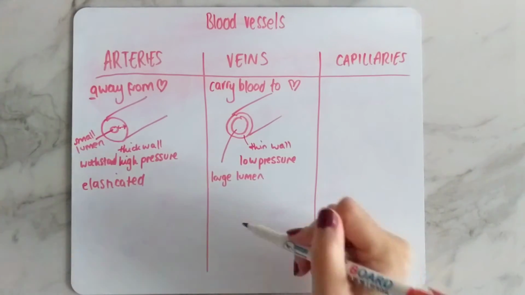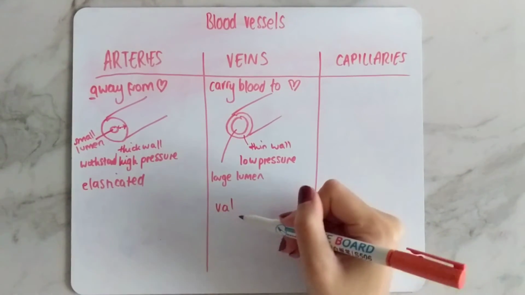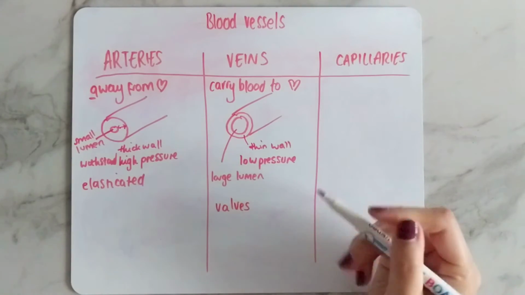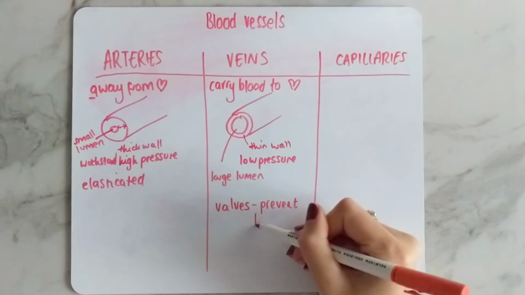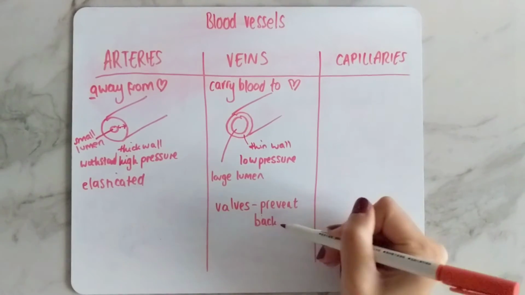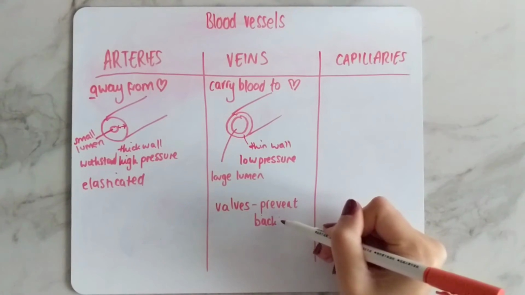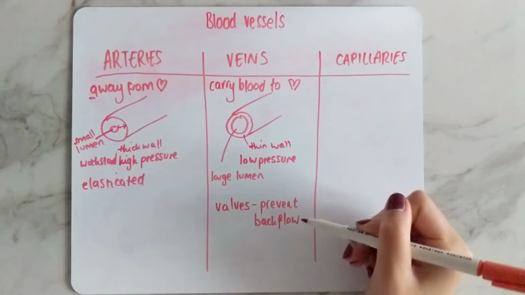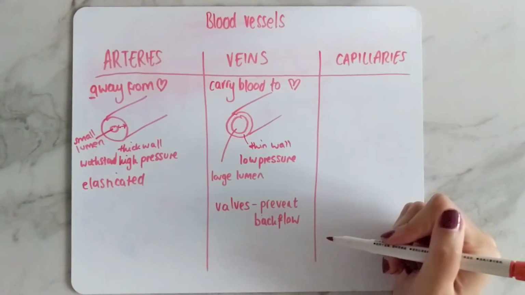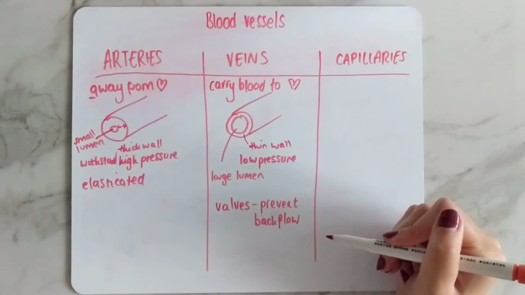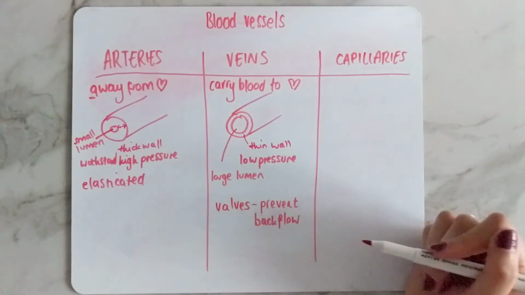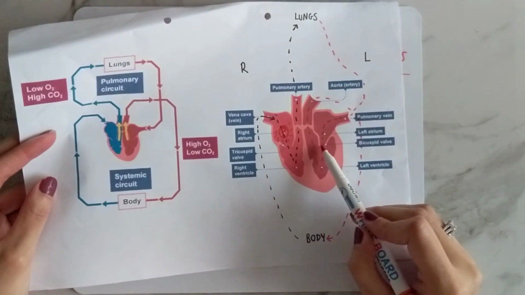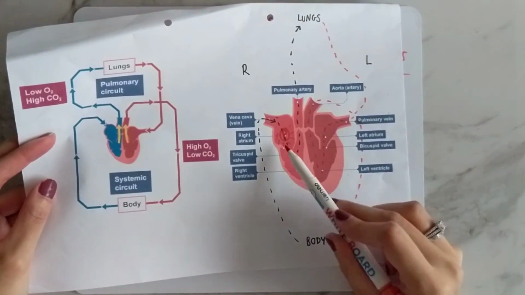Veins also contain valves. So valves prevent backflow, because if the blood is travelling under such low pressure, there is a worry that the blood could end up going in the wrong direction. So valves just prevent that. And remember, you've got your tricuspid valve and you've got your bicuspid valve. They do the same thing, they prevent backflow.